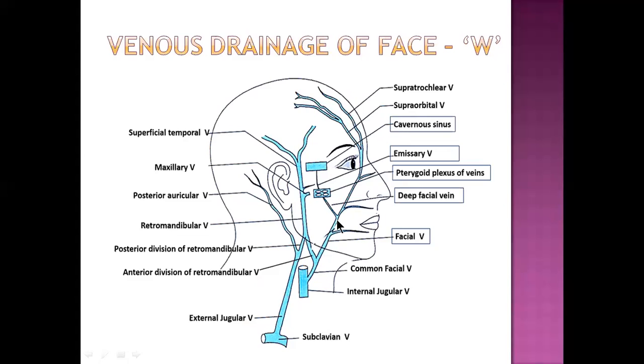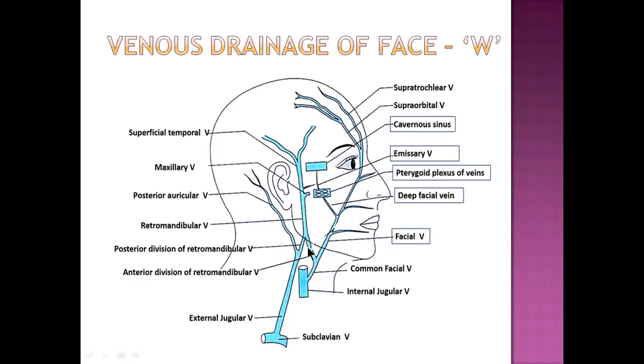Then you see this facial vein will go posteriorly. It will join with the anterior division of the retromandibular vein like this, and together they form the common facial vein, which drains into the internal jugular vein. Very important, remember this course. Supratrochlear, supraorbital, facial vein goes backward and joins with the anterior branch of the retromandibular vein, and together they form the common facial vein and drain into the internal jugular vein. Now you see how this is formed.